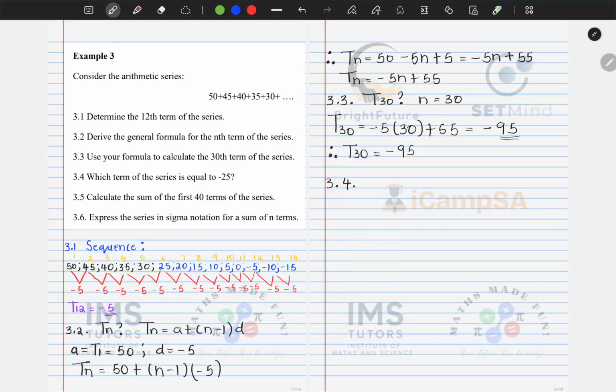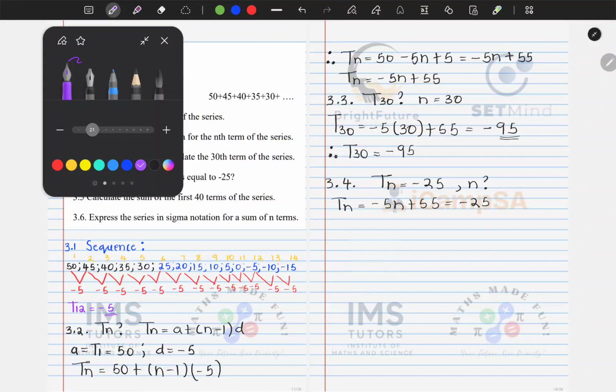3.4 is asking us which term of the series is equal to negative 25. So essentially we are given that Tn is minus 25. And now we are being asked which n value this is. So what we are going to do is take our equation Tn, which is minus 5n plus 55, and equate it to minus 25. The aim here is to solve for n.